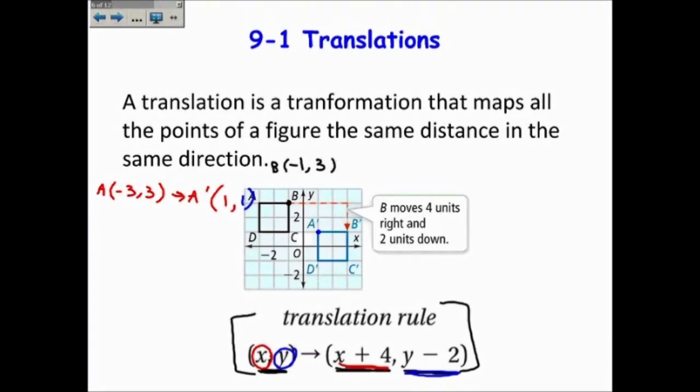The point B. And if I take the x-coordinate, -1, and I add 4, I get 3. And if I take the y-coordinate 3 and subtract 2, I get +1. Okay, so B prime happens to be at the point 3, 1. Okay, we're taking each point in the figure and we're adding 4 to the x-coordinates and subtracting 2 from the y-coordinates.